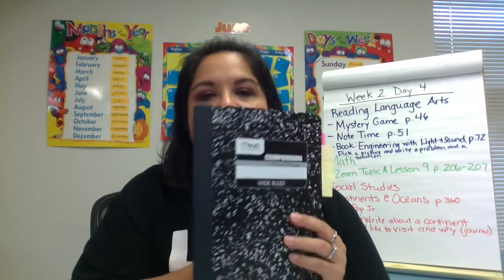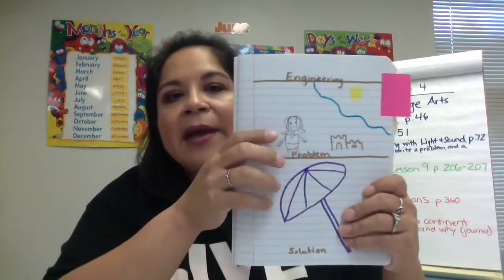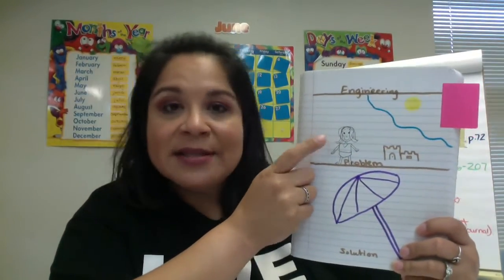So what we want you to do is to go ahead and look through this book and find one problem and one solution that you are interested in, that kind of goes with who you are, and go to your composition book, and then you're going to write on the top engineering, right? And then I chose this one right here. Okay, so this is in your book.